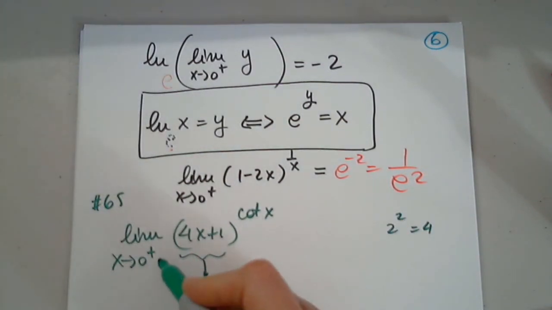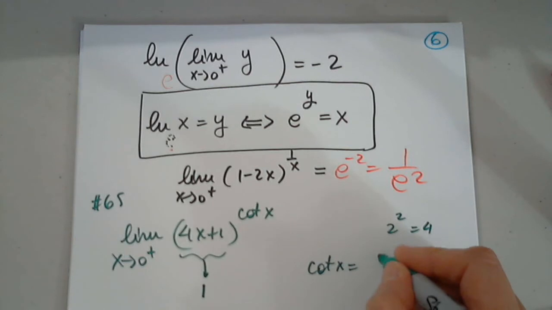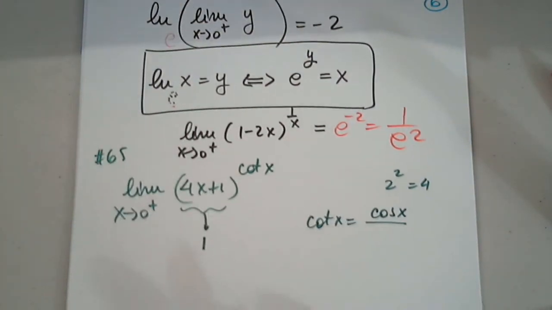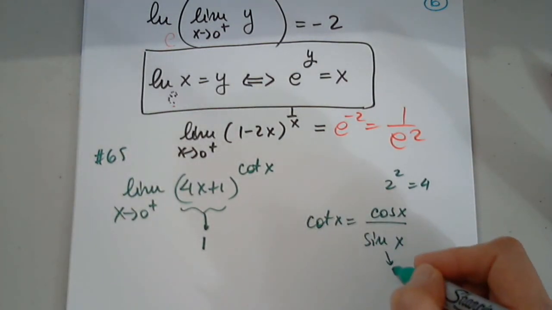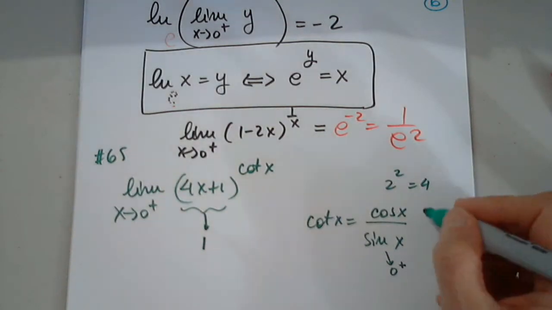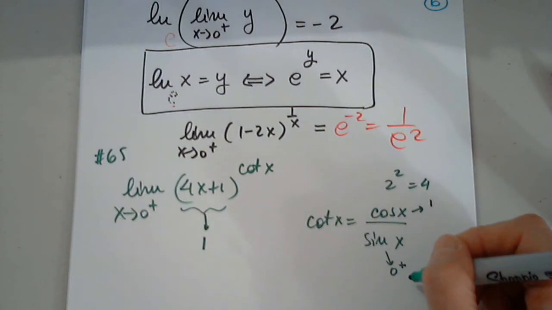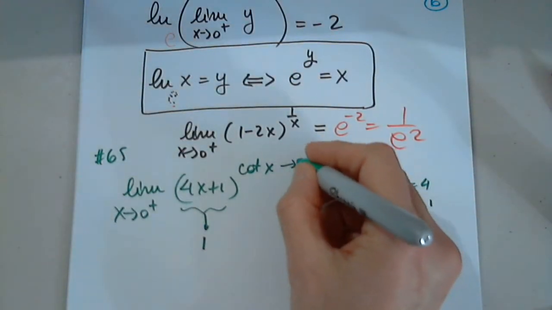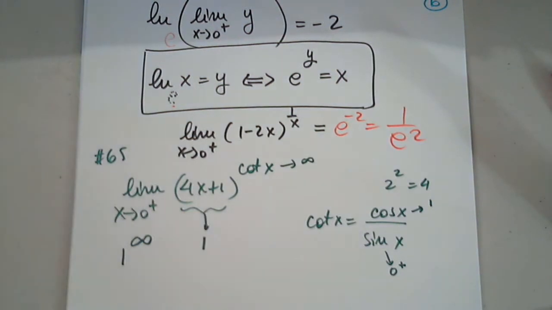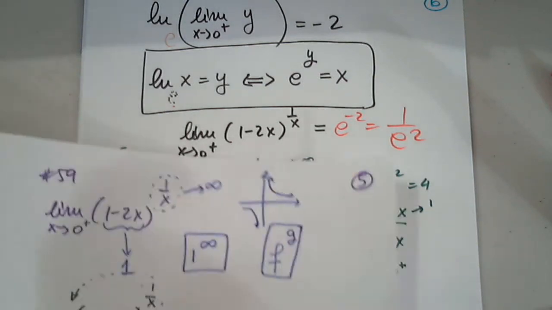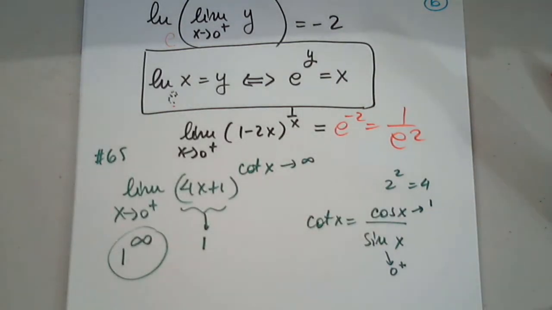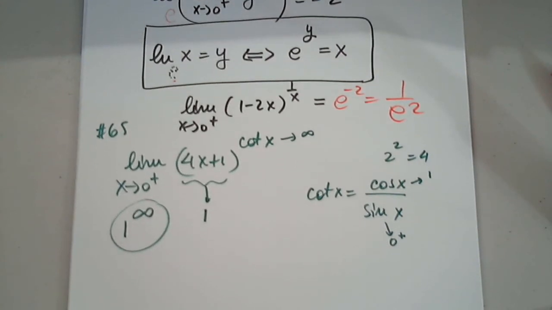So cotangent when x approaches 0. Remember, cotangent x is cosine over sine. So when x approaches 0, unfortunately, this approaches 0 from the right, and this approaches 1. So 1 over 0 from the right is like 1 over x, so this approaches infinity. So we're back to the same situation, 1 to infinity. Same one. Good. So now in the first step, I know the type of indeterminate case.